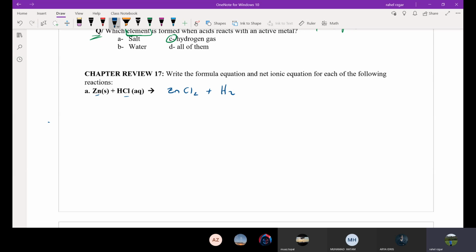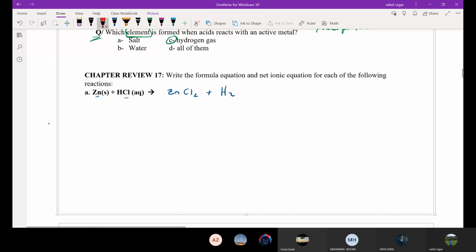Then it becomes zinc Cl, and zinc has a charge of 2, so it will be ZnCl2, zinc chloride, plus hydrogen gas, and the hydrogen will be released in the form of gas. The zinc chloride is a soluble salt, that's why it is aqueous. Hydrogen is a gas. Now, let's see what the question wants. Write the formula equation and net ionic equation for these two.